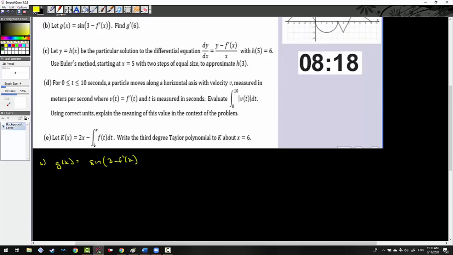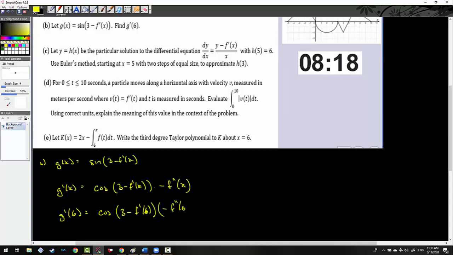It's asking us to find g prime of 6 if g of x is equal to the sine function. So before I find g prime of 6, I should probably find g prime of x, and that's going to be cosine of 3 minus f prime of x times negative f double prime of x. So our good old buddy chain rule makes this triumphant return. So now g prime of 6 is going to be cos of 3 minus f prime of 6, whoops, that's a sloppy 6, times negative f double prime of 6.